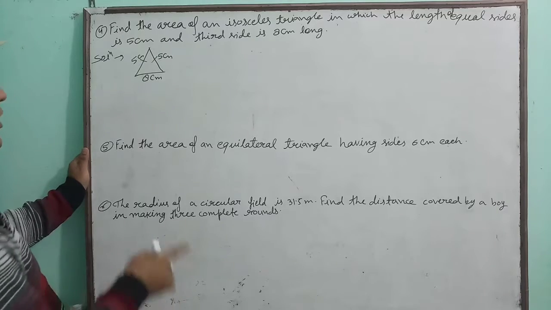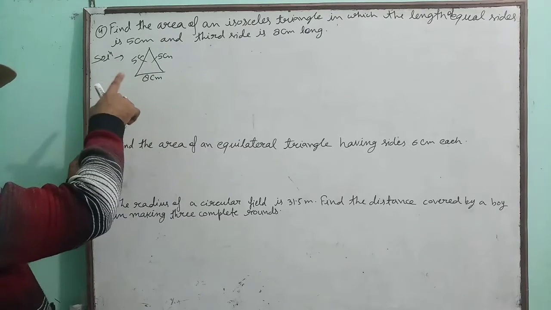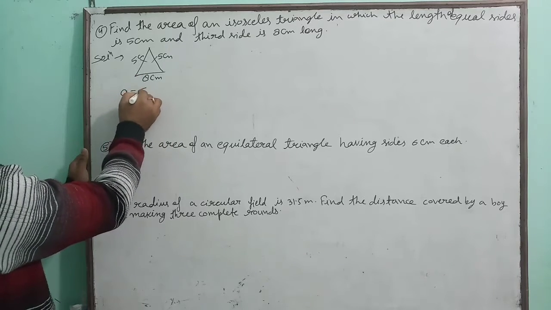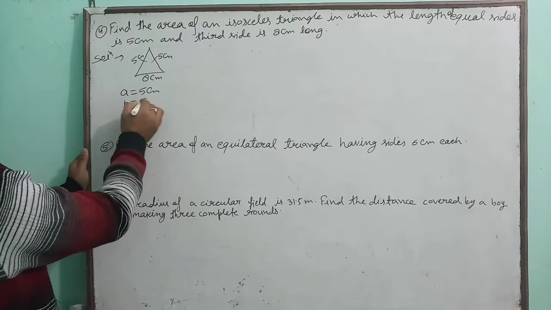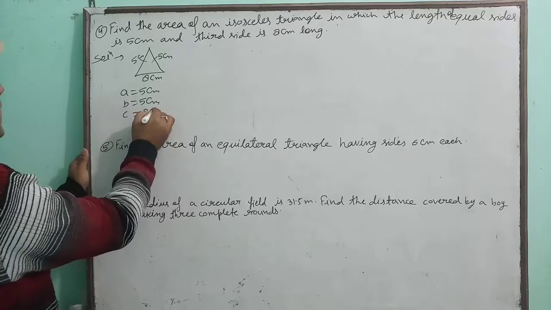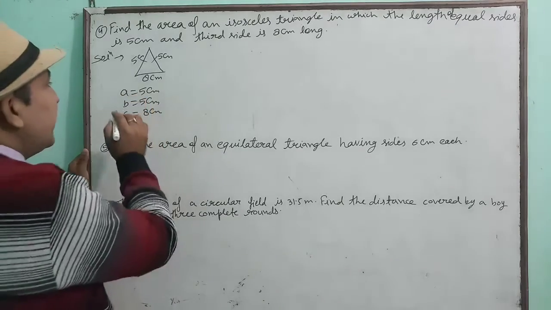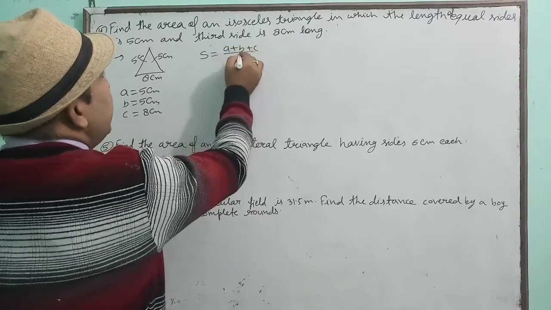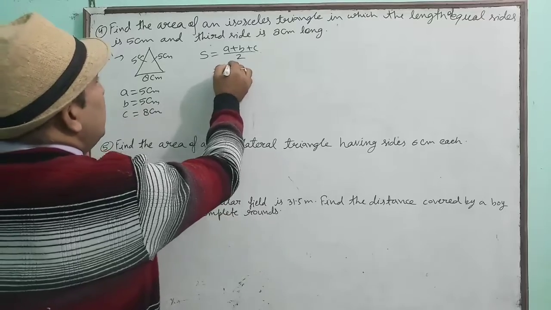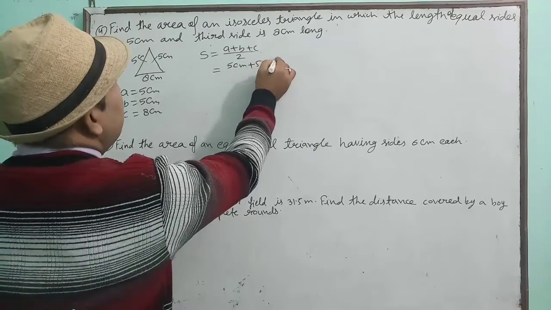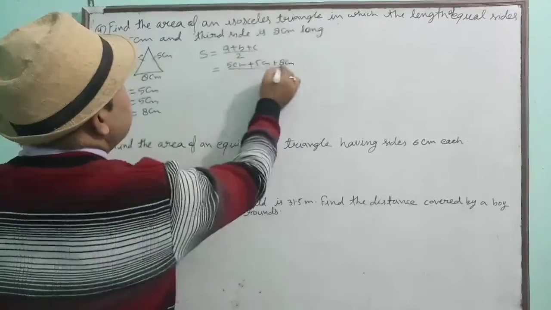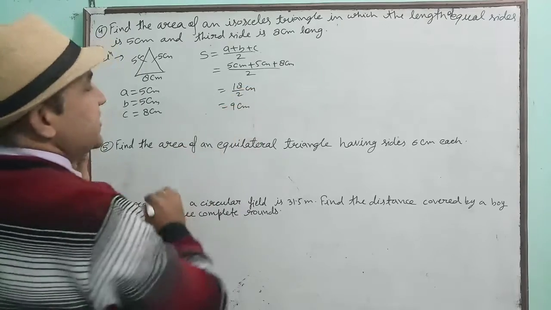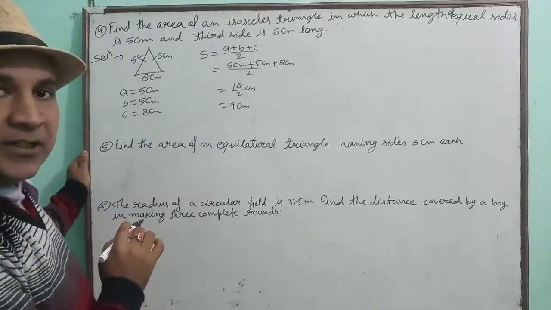Now we have to find the area of this triangle. Children, we have learned that if all the sides of the triangle are known, then which formula we will apply? See here. Suppose that A is equal to 5 centimeter, B is also 5 centimeter and C is 8 centimeter. Then first we find the semi-perimeter. Semi-perimeter means A plus B plus C by 2. That means 18 upon 2, that means 9 centimeter. We have got the semi-perimeter.